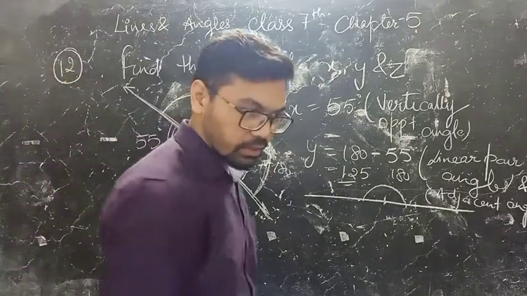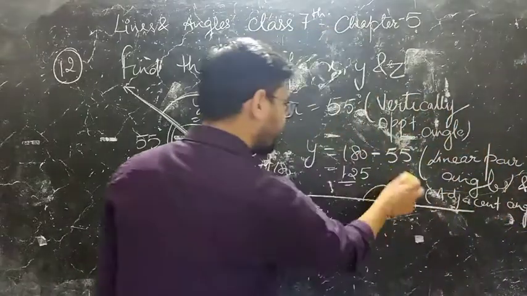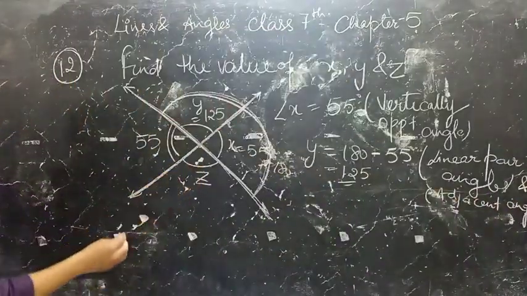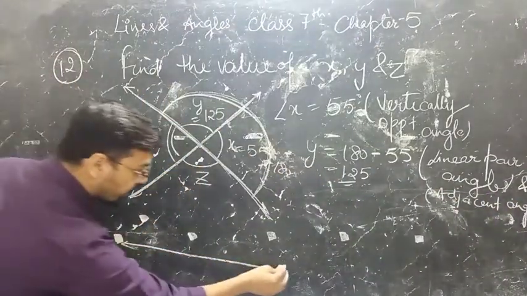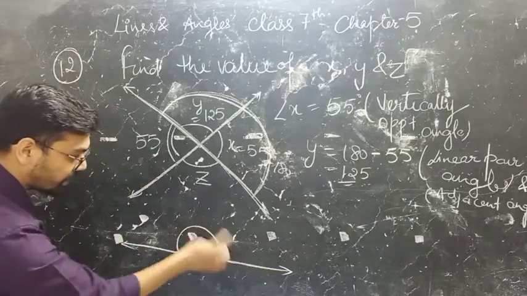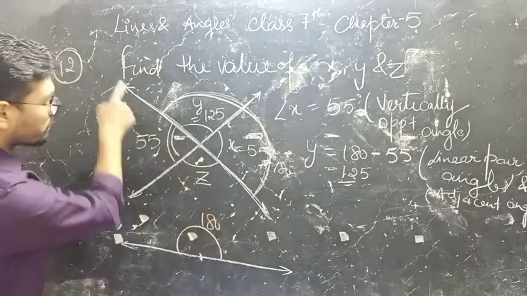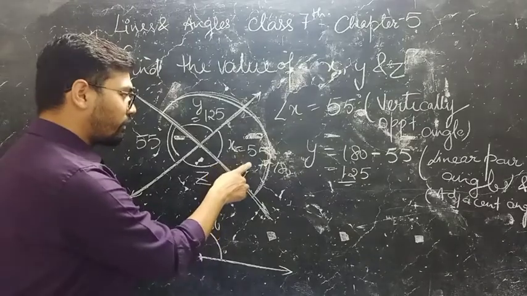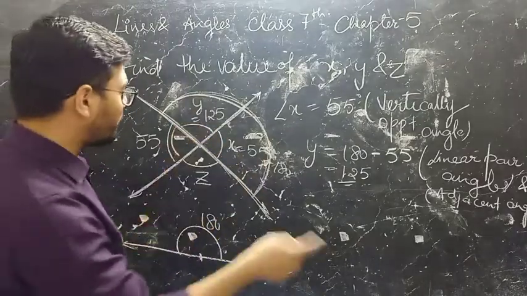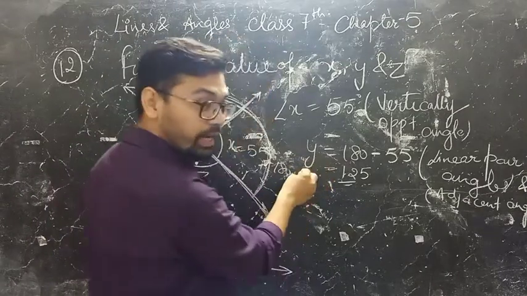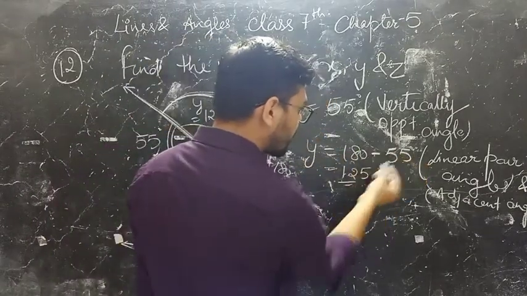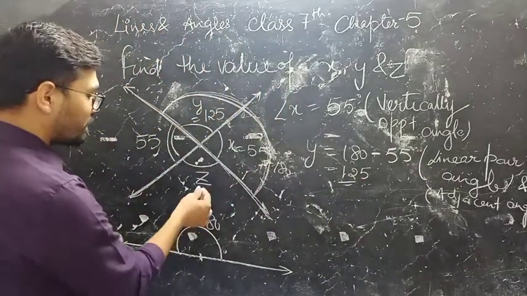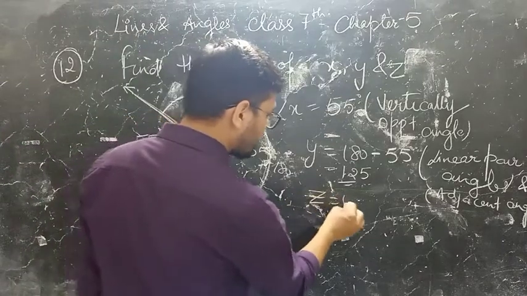Any doubt in this? Please don't get confused. If you have a straight line, I'm drawing this diagram here. This is a straight line, so this complete angle must be 180 degrees. This angle is 55, so this angle will be 180 minus 55 because this is the remaining angle. So you calculate y like this, 180 minus 55, which is 125 degrees.